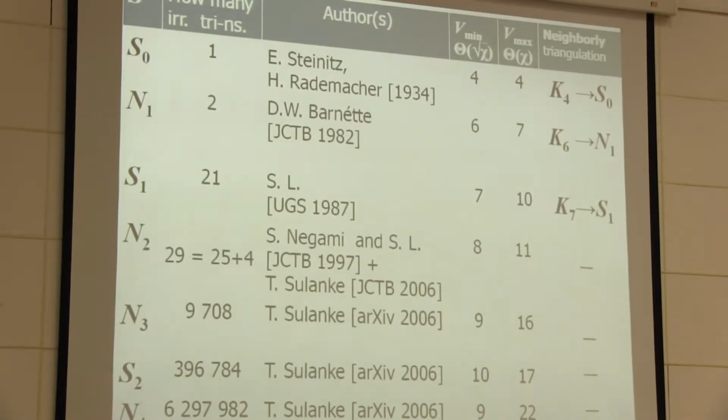For the torus case, S1, the sphere fitted with one handle, there are precisely 21 combinatorial types of irreducible triangulation, obtained by yours truly in 1987. And the number of vertices varies from 7 to 10. Here, this column shows the smallest number of vertices in an irreducible triangulation of the corresponding surface, and here is the maximum number of vertices in an irreducible triangulation.